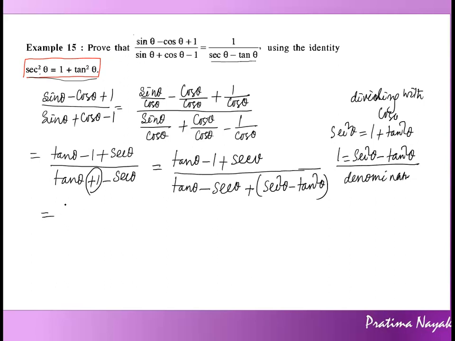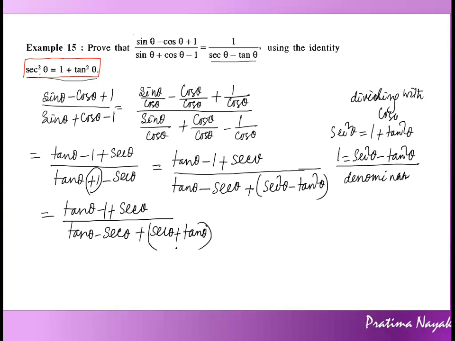Then I'll get tan theta minus 1 plus sec theta upon tan theta minus sec theta. Here I'll get sec theta plus tan theta into sec theta minus tan theta. What am I getting? I'm getting the algebraic identity a square minus b square is equal to a plus b into a minus b. So sec theta plus tan theta into sec theta minus tan theta.